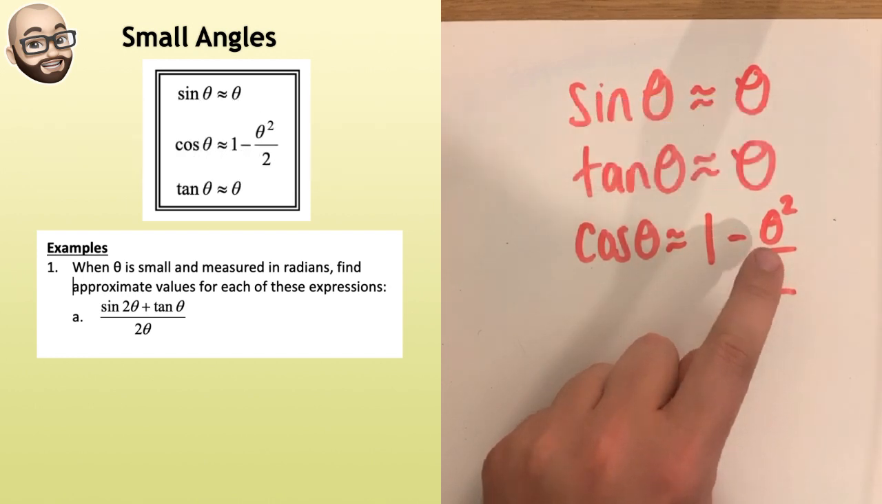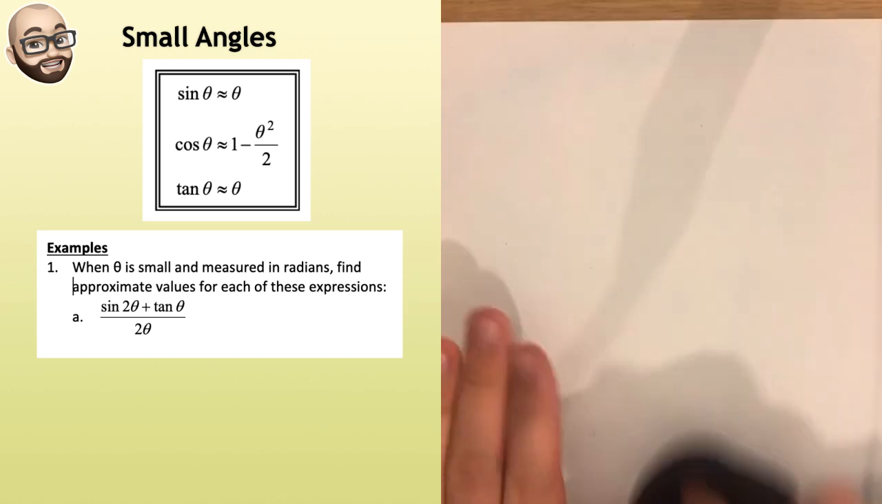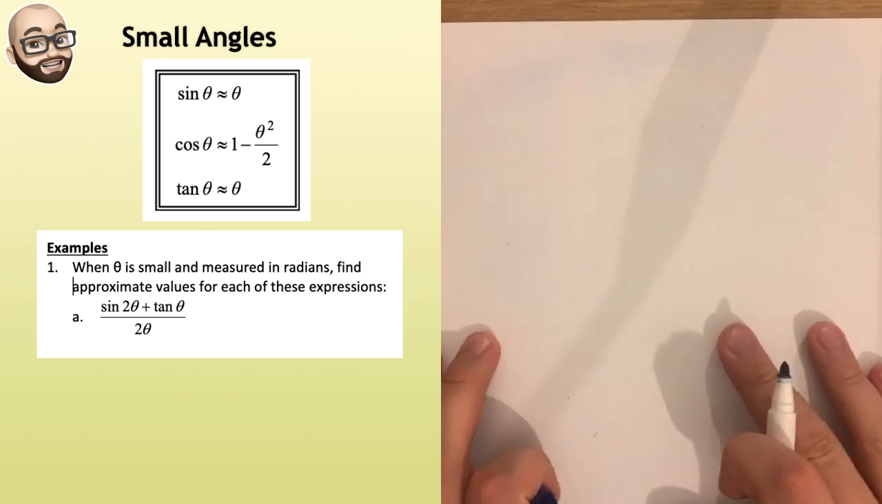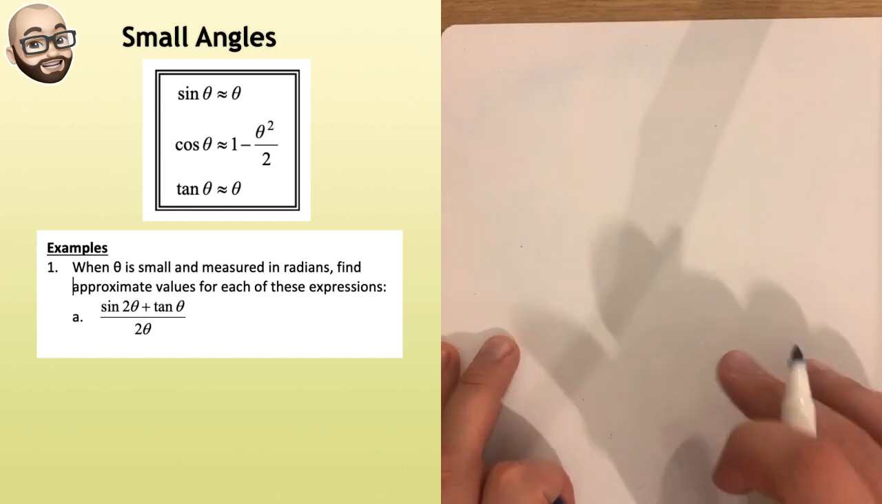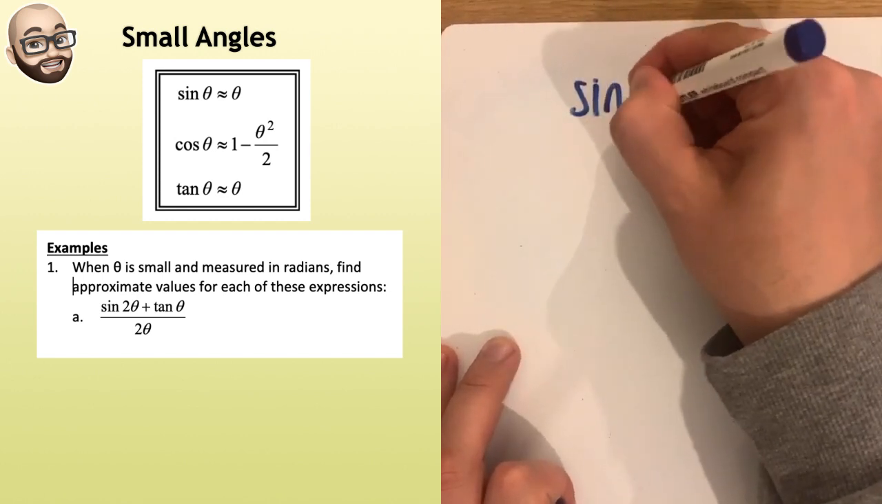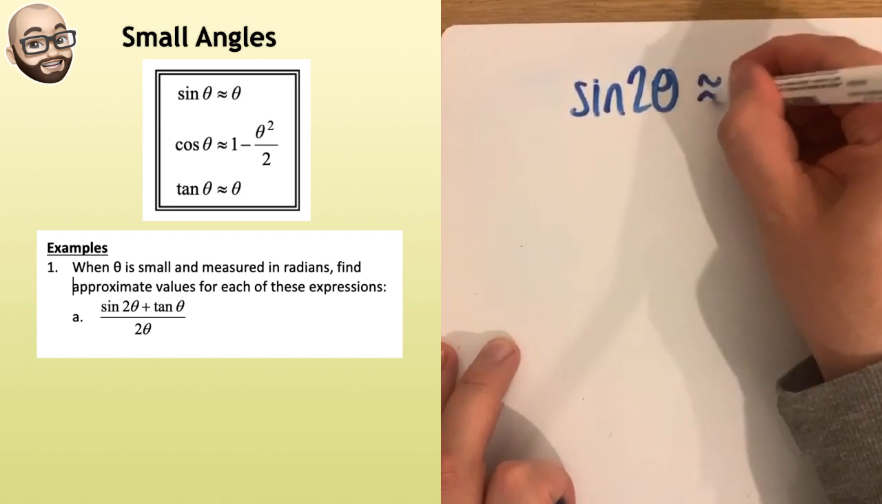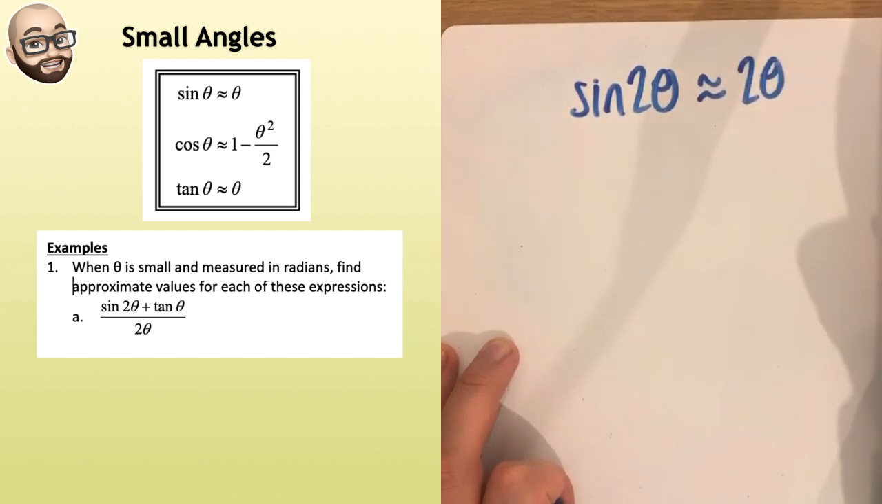Okay, and as you can see from this question already, we're going to have to use that idea to work out some approximations. So the first one says we want to get an approximate value for sine 2 theta plus tan theta, all over 2 theta. So we know that sine 2 theta, an approximate answer for that, if this is small, is just going to be 2 theta.